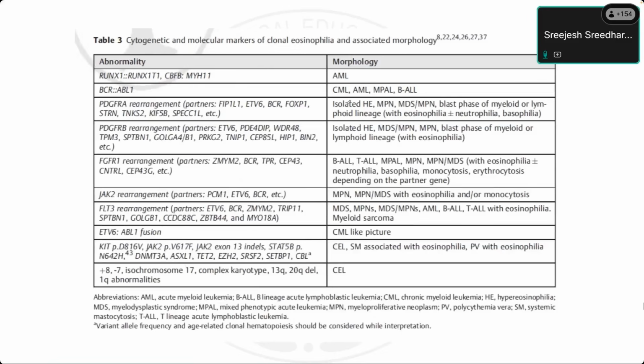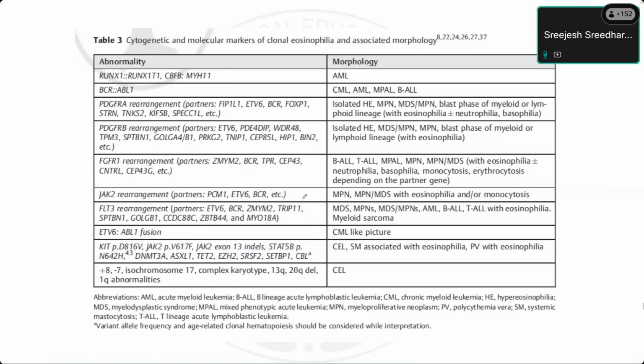Because, as per the latest WHO, the blast percentage is irrelevant. If we detect RUNX1-RUNX1T1 or core binding factor MYH11, we can diagnose AML, and these cytogenetic abnormalities are often associated with eosinophilias. BCR-ABL is the most common MPN and it is very frequently associated with eosinophilia. Many of the other cytogenetic abnormalities are tyrosine kinase fusions, and if we diagnose them, we can diagnose myeloid lymphoid neoplasms with eosinophilia.